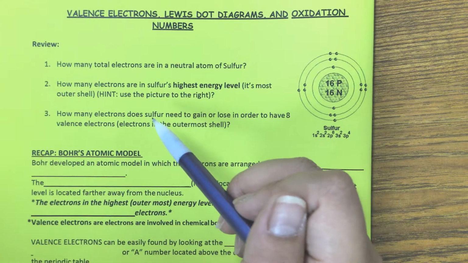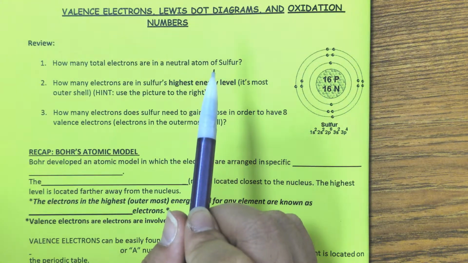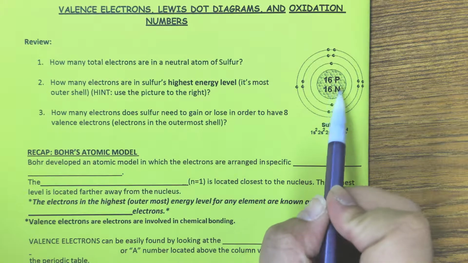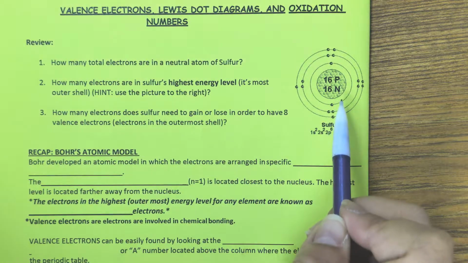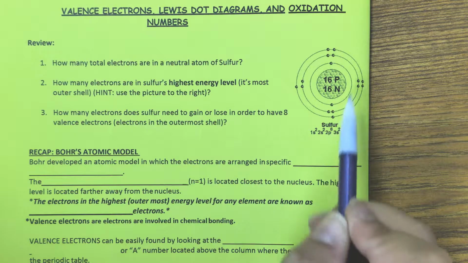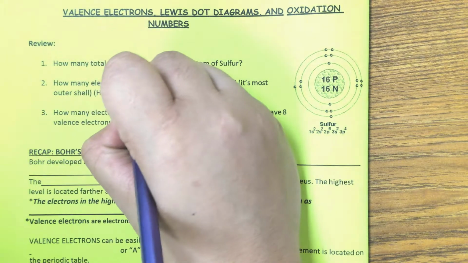Okay, so number one, how many total electrons are in a neutral atom of sulfur? Well, if it's a neutral atom, remember, the number of protons and electrons are going to be the same. Okay, so right off the bat you can tell, well, we have 16 electrons.